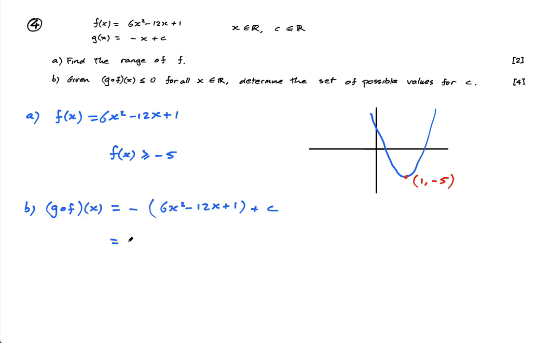And this gives me minus 6x squared plus 12x minus 1 plus c. Minus times minus is plus, minus times plus is minus. Okay, so this is g of f of x. Now what I'm going to do, guys, and I've seen the mark scheme, there's various different ways to do this. None of them actually show a graph, which I think is the best way to do it.